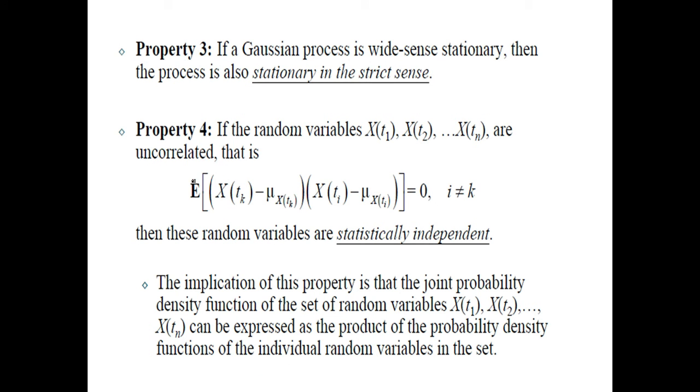Then the third property: if the Gaussian process is wide sense stationary (WSS), then the process is also stationary in the strict sense. This is property number 3.